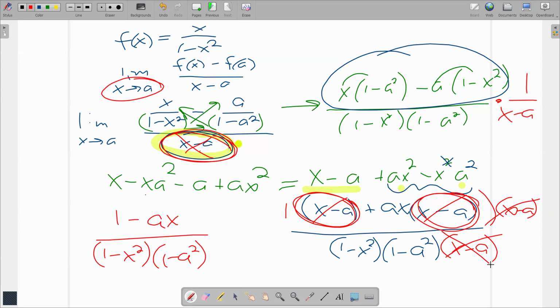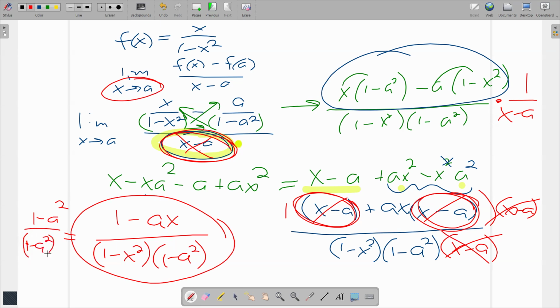If I do plug in a's for all of these right here, I'm running out of room. I'm going to get a 1 minus a times a squared, divided by 1 minus a squared times another 1 minus a squared. Those cancel. Why is the numerator 1 minus ax? Oh, it's not. It's a plus. I made a mistake. We can't cancel all that. That's a plus there. We're stuck with that.